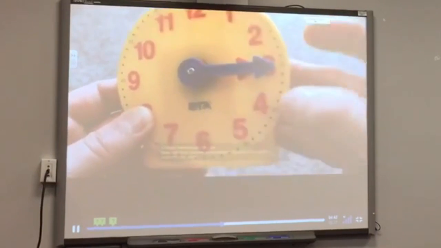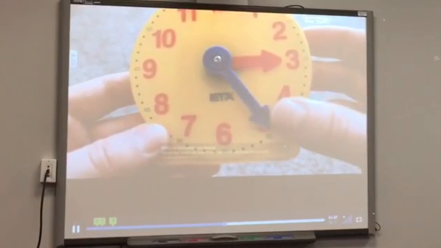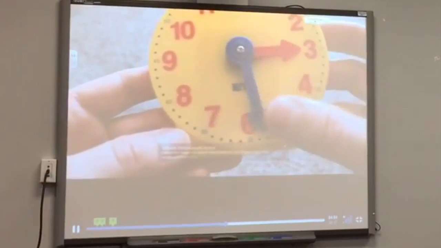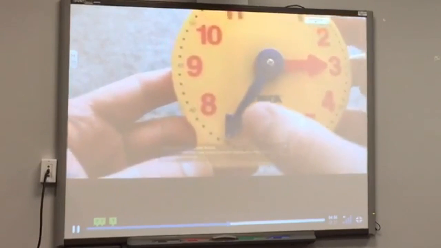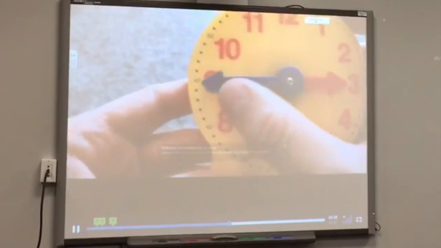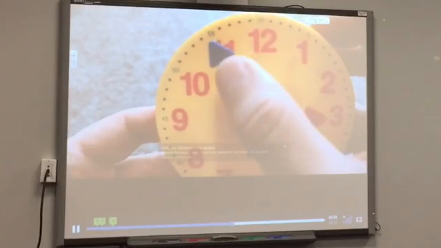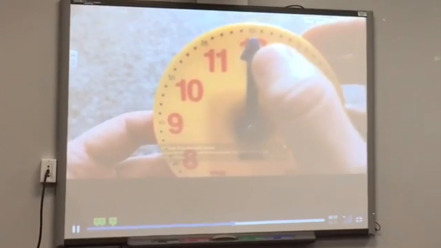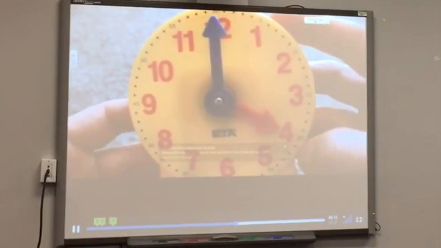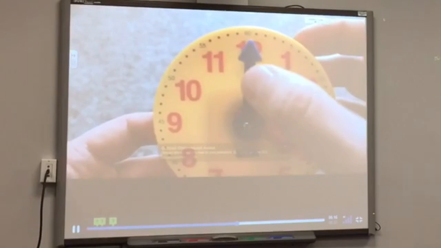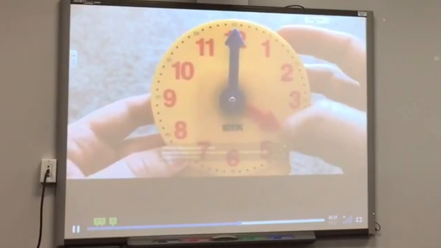Then we have 3:15. Then we have 3:20, 3:25, 3:30, 3:35, 3:40, 3:45, 3:50, 3:55, and now we hit 60, and when we get to the 60, we actually say 4 o'clock. So when the minute hand hits the 60, we're actually moving on to the next hour, so now it's 4 o'clock. All right, so let's try that again.